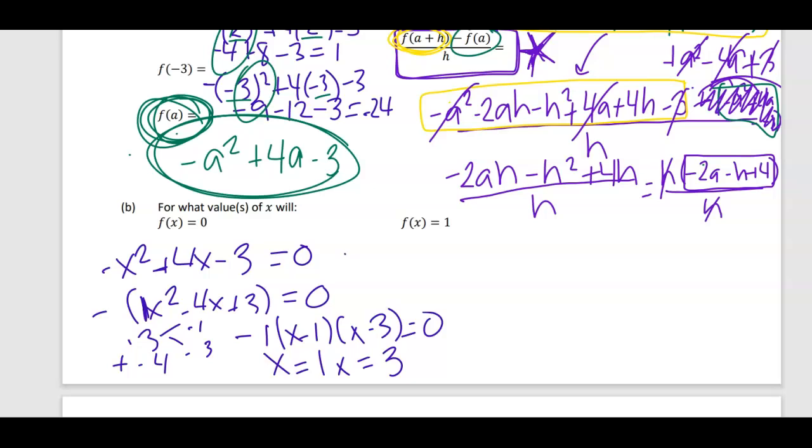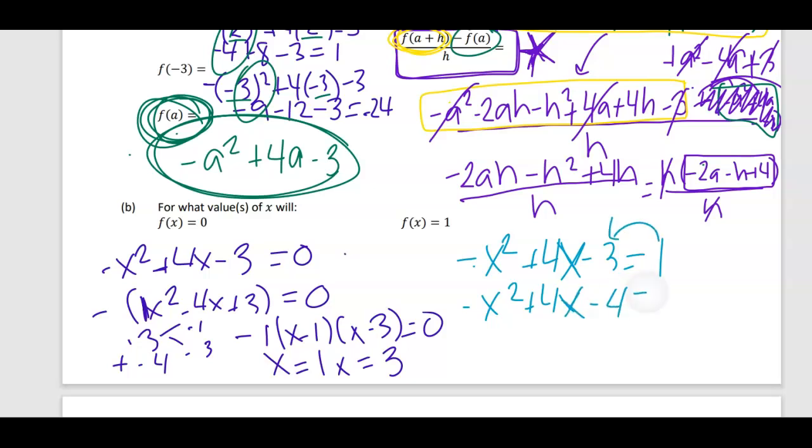If I want to figure out where my function's equal to 1, then I'm going to let me change my color just because it's right next to it so we don't get confused. Negative x squared plus 4x minus 3 be equal to 1. Remember, we solve all quadratics by moving this over and setting that quadratic equal to 0. Same process. I'm going to factor out the negative.